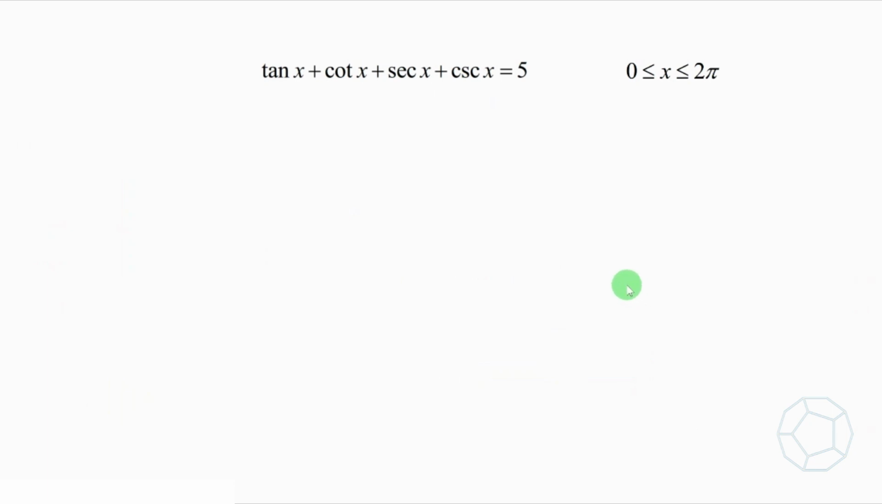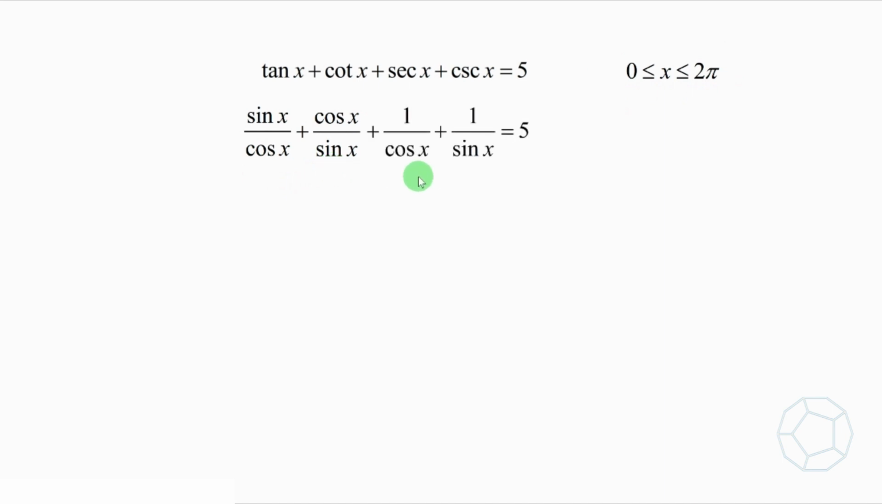Today we're going to look at this non-standard trigonometric equation. If the sum of these four trigonometric functions is 5, find the values of x in the range of 0 and 2 pi. To start with, we know that tangent x is equal to sine x over cosine x, cotangent x is equal to cosine x over sine x, secant x is 1 over cosine x, and cosecant x is 1 over sine x.